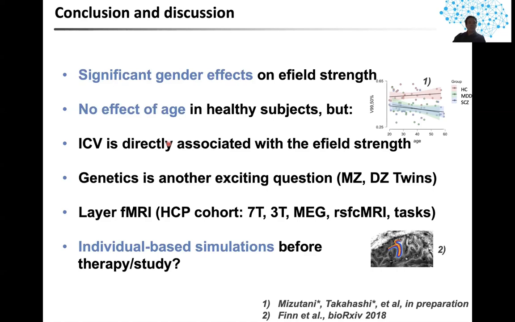The question that remains from this study is, should we use individual-based simulations before we plan our next studies or before we apply stimulation to patients?